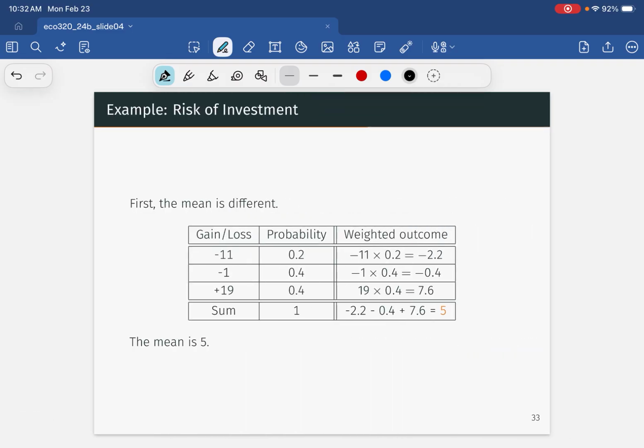First, the mean. We get new outcomes like this, and their probabilities do not change. So multiply to obtain minus 2.2 as a probability weighted outcome, and minus 1 times 0.4 is minus 0.4, plus 19 times 0.4 equals 7.6. So we get 3 probability weighted outcomes, and if you sum them, you will get 5. The mean is 5.